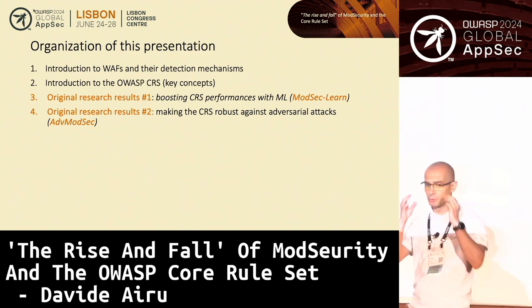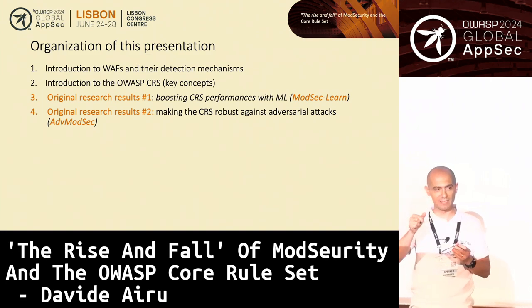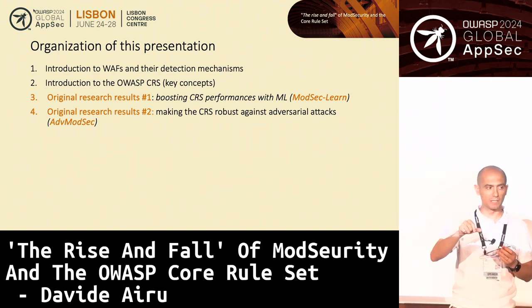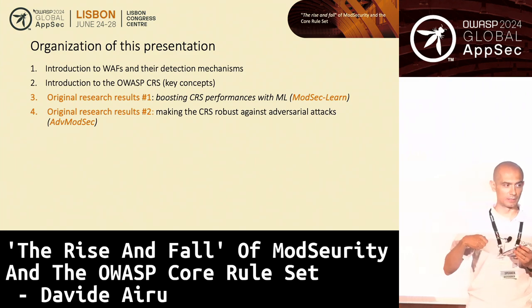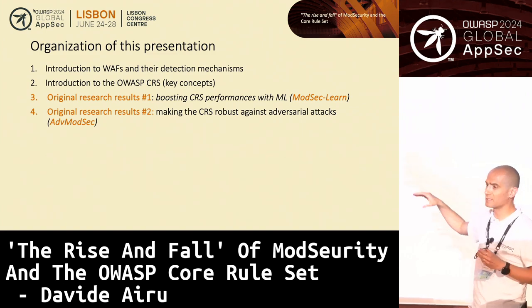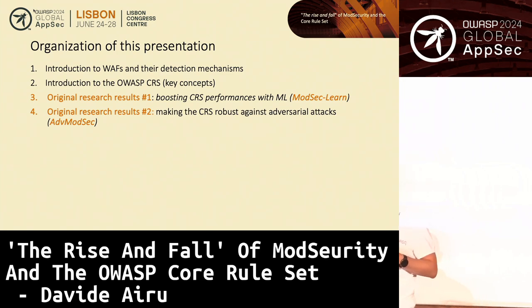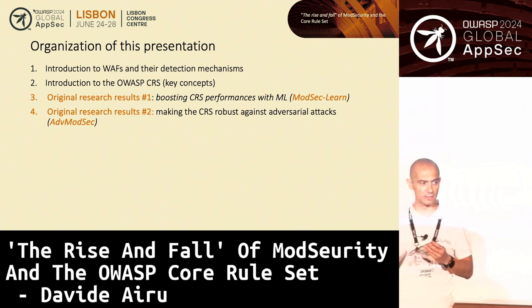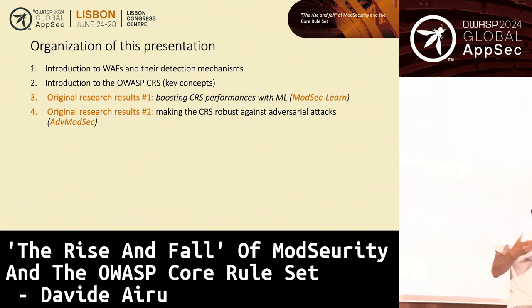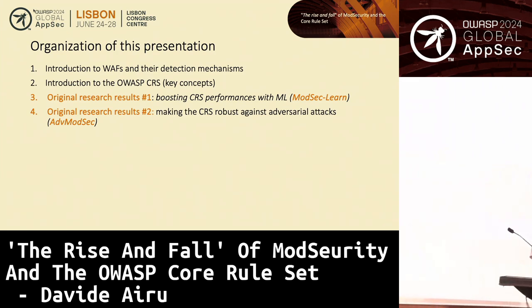We have basically two original research results. The first part is how we can use machine learning to get better results, especially in terms of false positive reduction from the rule set. So this is a first evaluation that we did, and the second part is about making ModSecurity and the rule set robust against adversarial attacks. So basically, attacks that are especially tailored to evade the rule set.